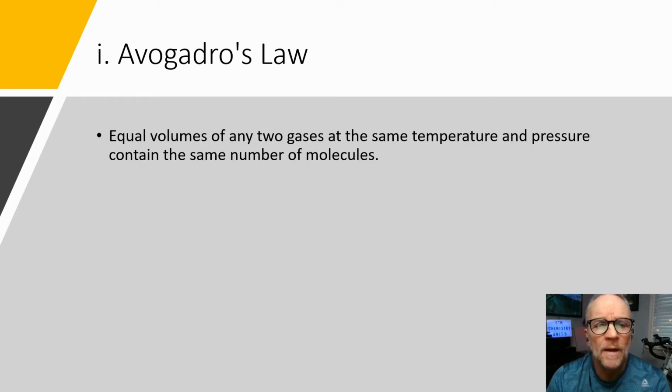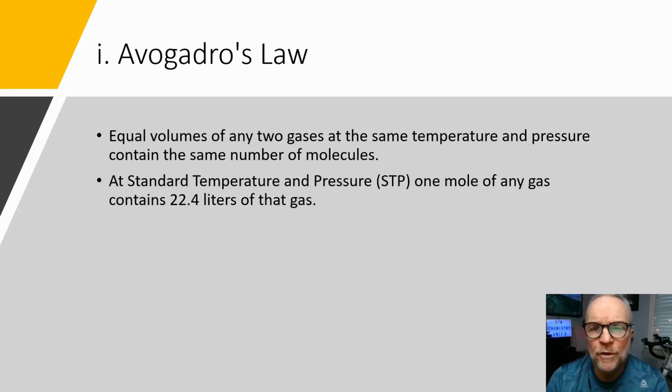Avogadro's law: equal volumes of any two gases at the same temperature and pressure contain the same number of molecules. At standard temperature and pressure, 1 mole of any gas contains 22.4 liters of the gas. And so under standard temperature and pressure, we can work stoichiometric problems with these by changing the quantities that we have into moles of the gas. And when we have moles of the gas under these conditions, we can change it into a volume.